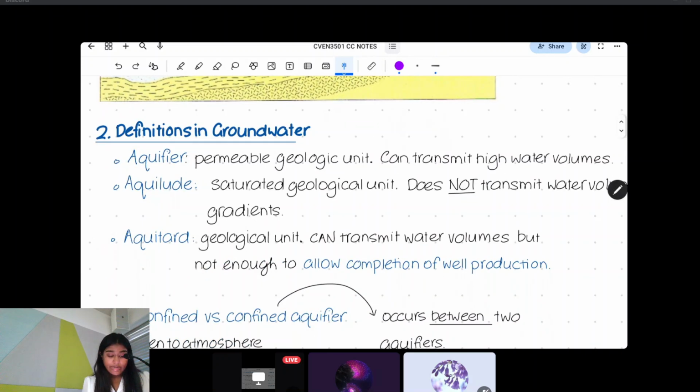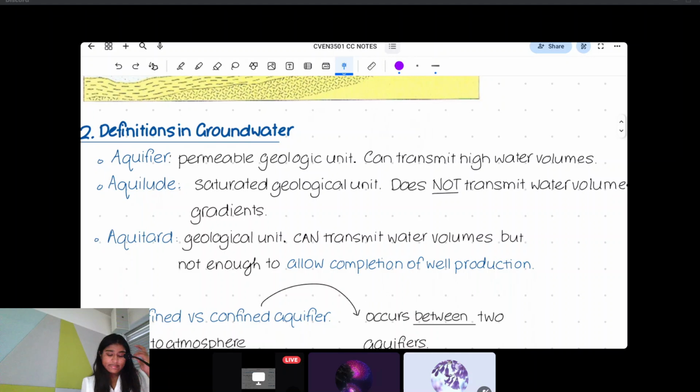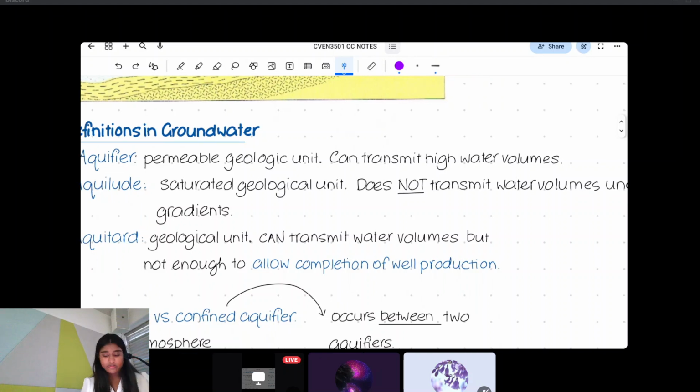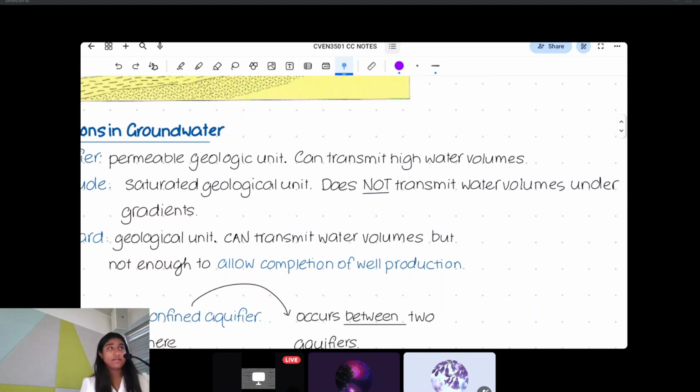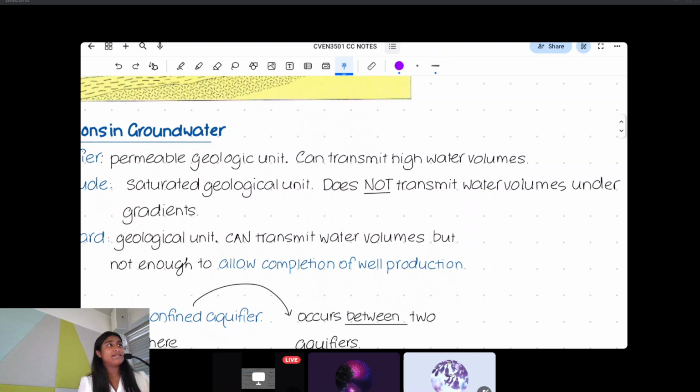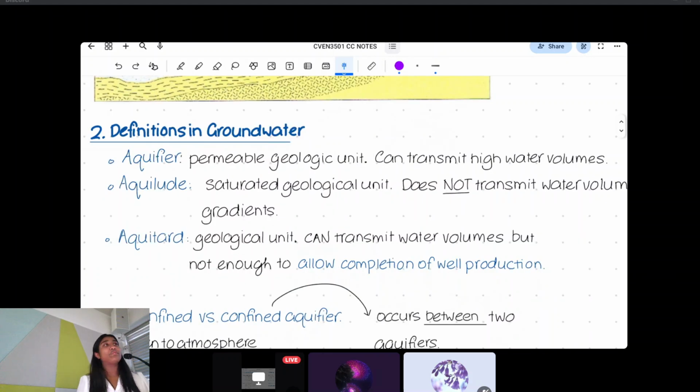The aquiclude is a saturated geological unit that does not transmit any water volumes under gradients. So there's already as much water as there can be within that unit, so it won't be transmitting anything, right? The only reason water is able to move is because there's an open pore space for it to go. So if it's fully saturated, then it's not going anywhere, right?